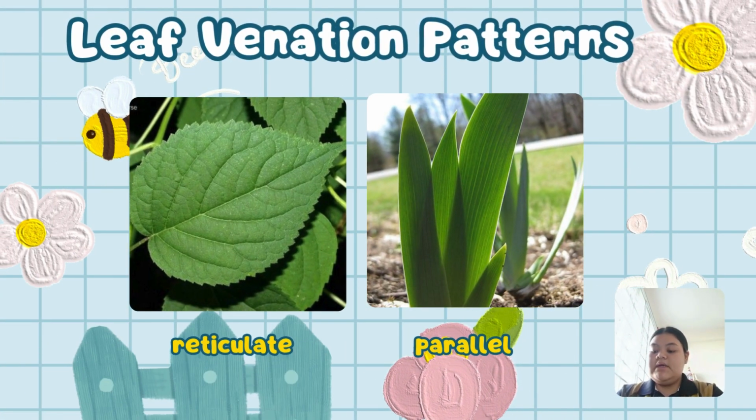As we can see on the slide, there are two leaf venation patterns. The first one is reticulate. Reticulate venation is common in dicotyledon plants, for example mango and hibiscus. Reticulate venation is when veins form a net-like pattern. The other one is parallel. Parallel venation is when leaf veins run side by side from the base to the tip of the leaf. Parallel venation is also common in monocotyledon plants, for example grass and banana.